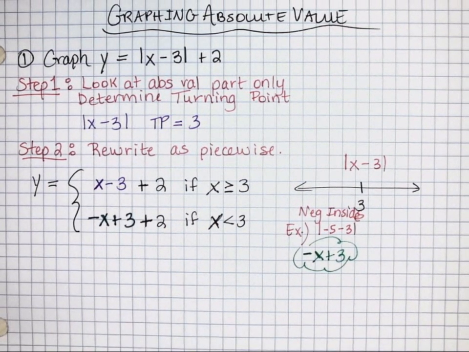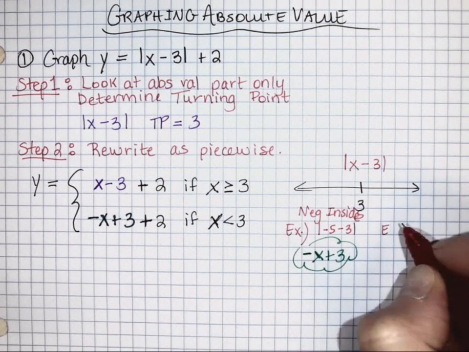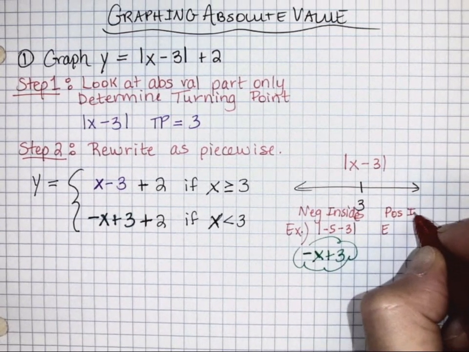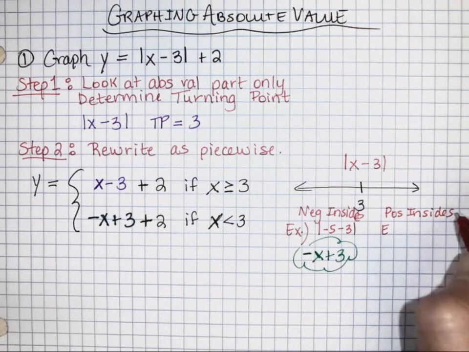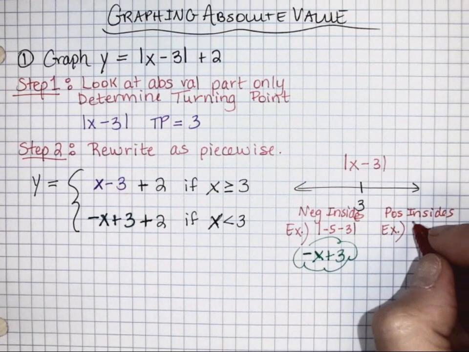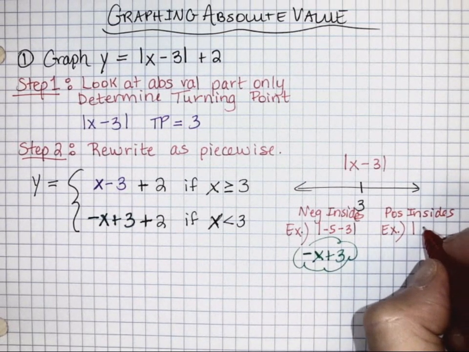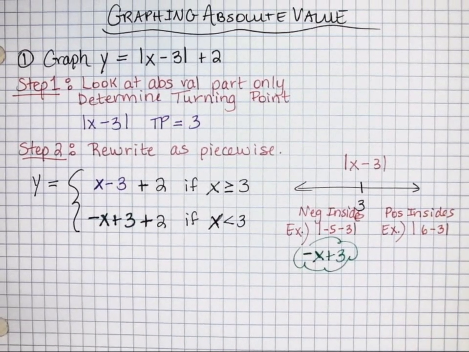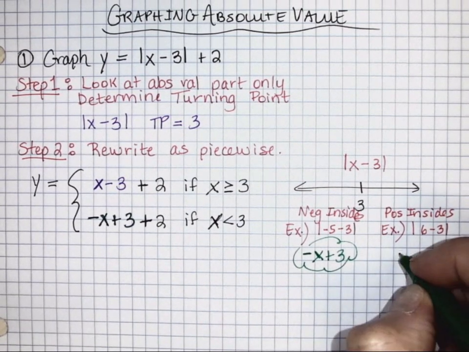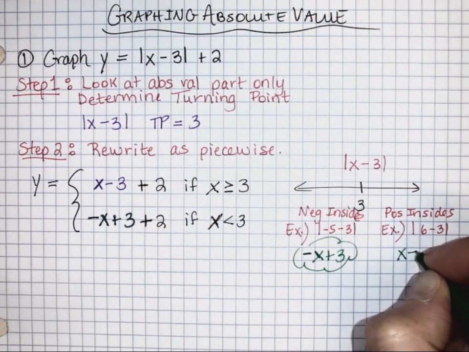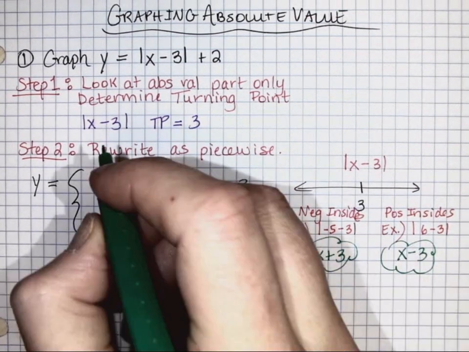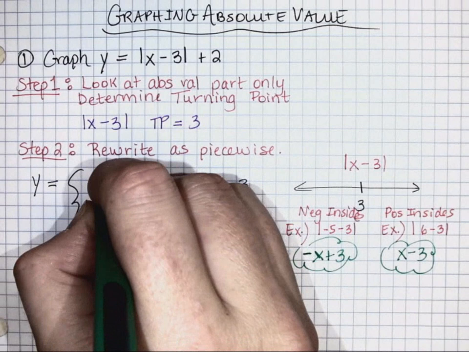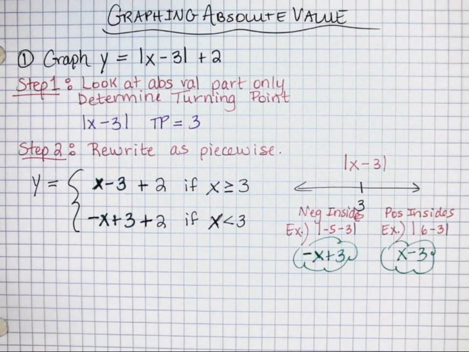Now, you can test this. We can plug in, and we're going to get positive insides. And the reason is, if I plug in values greater than 3, such as 4, 5, 6, then I'm always going to get positive insides. So in this case, it stays the same. So it's going to stay x minus 3 in that instance.